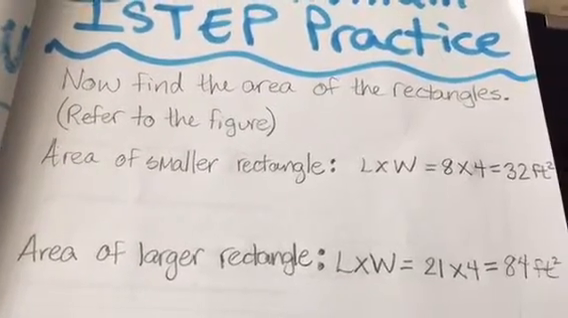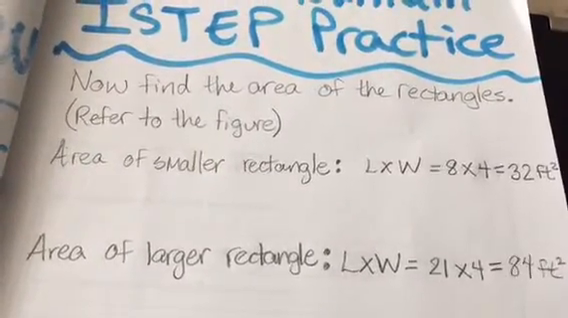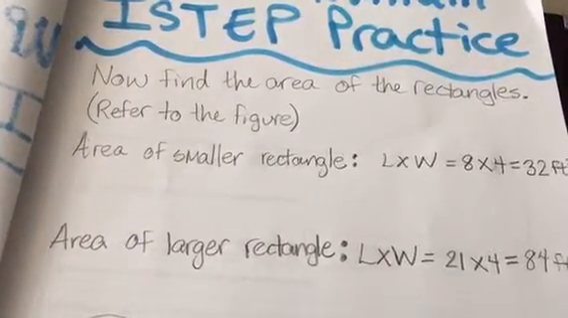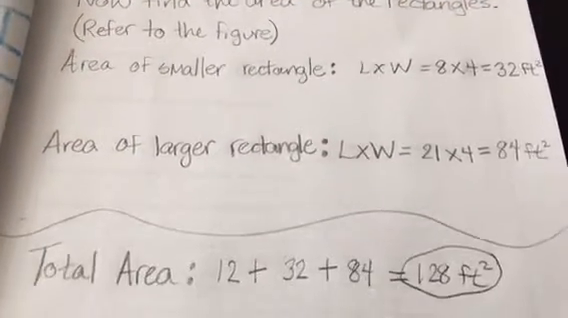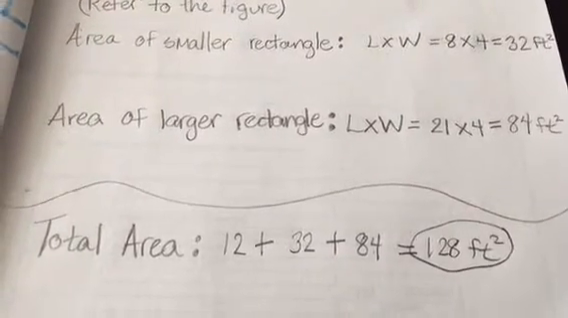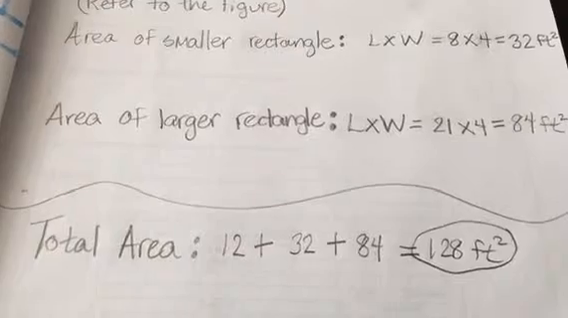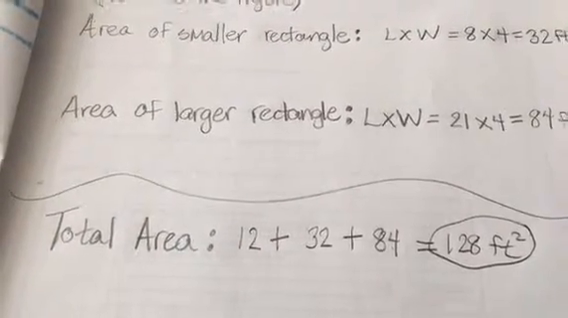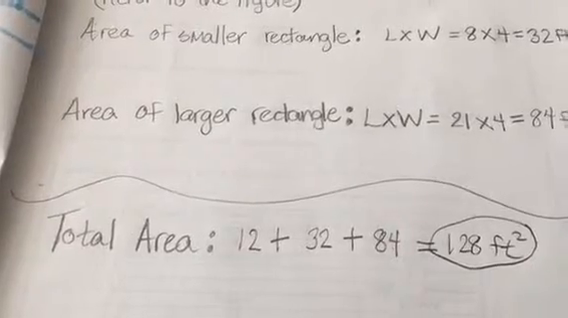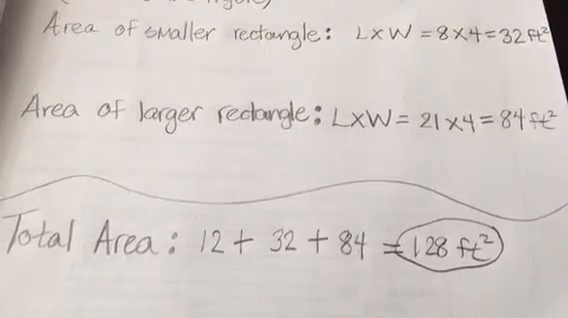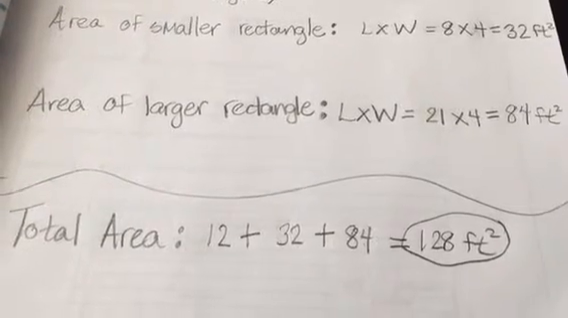So we remind ourselves what we need to do in order to get the area for the entire room. And that is, of course, to add all of the areas that we just found together, 12 plus 32 plus 84, and that will yield 128 square feet. So that's how much carpet she needs in order to cover her floors for this room.